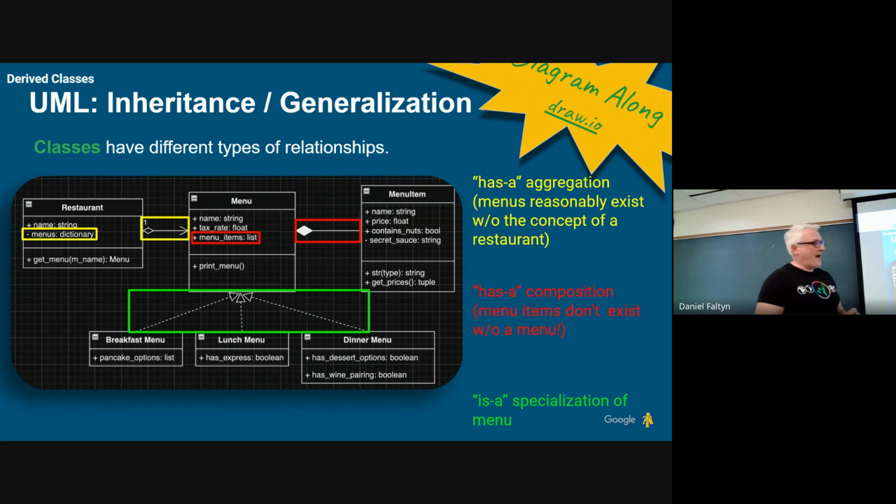So the big difference between the has-a and the is-a relationship is a subclass, a derived class, a specialization of. So we can sort of say a breakfast menu is a type of menu. A lunch menu is a type of menu. And we'll look at a couple more examples of that later.